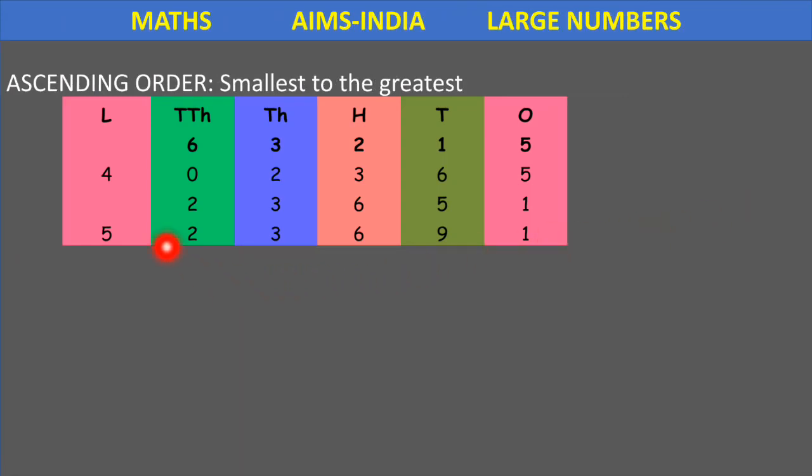Now what we should do is, first they have asked us to write the ascending order. What did I say about ascending order? We have S here. So in ascending order we write from smallest to the greatest.